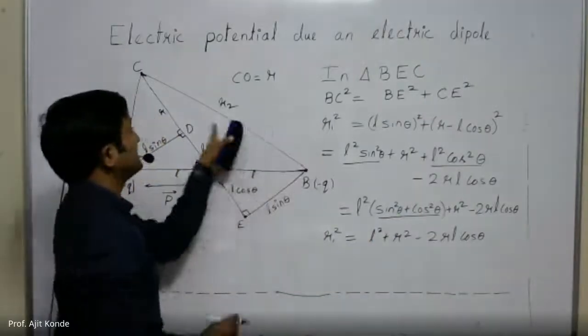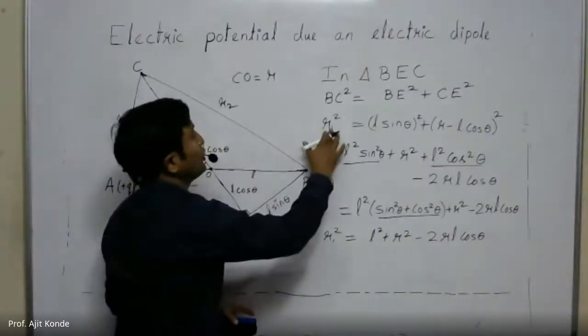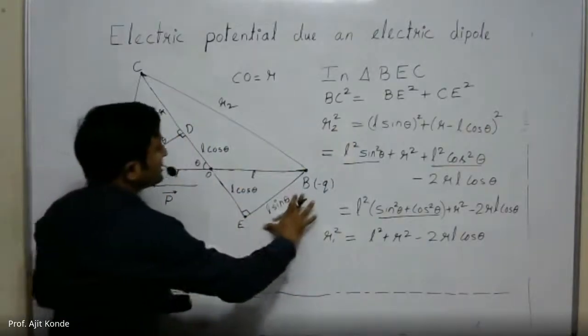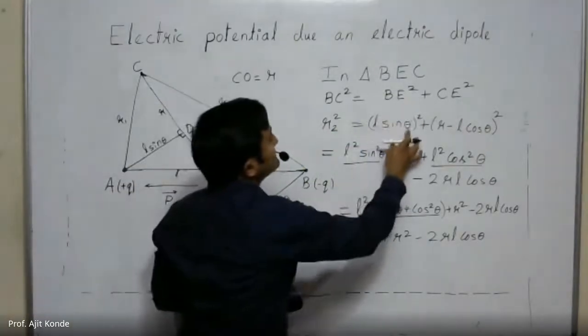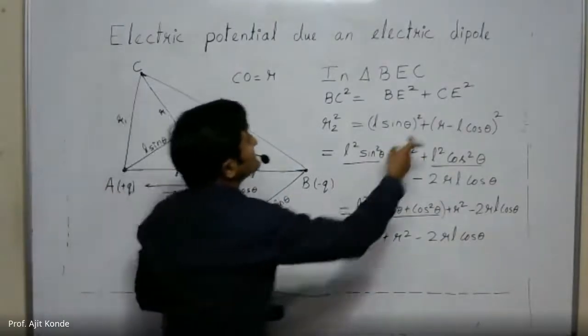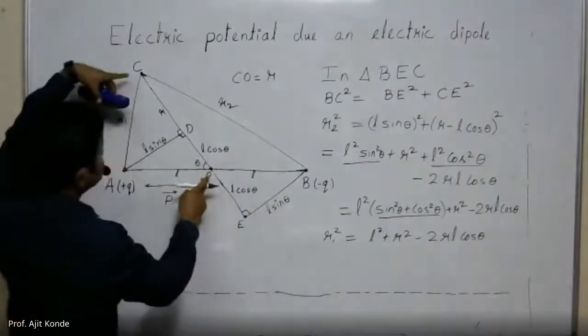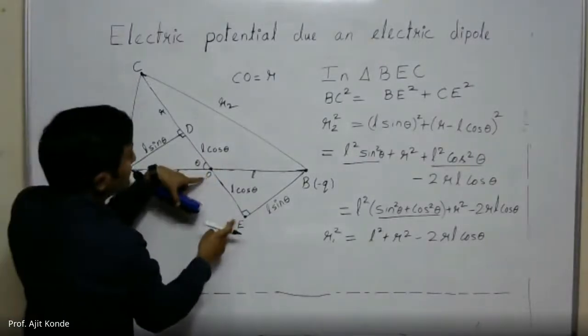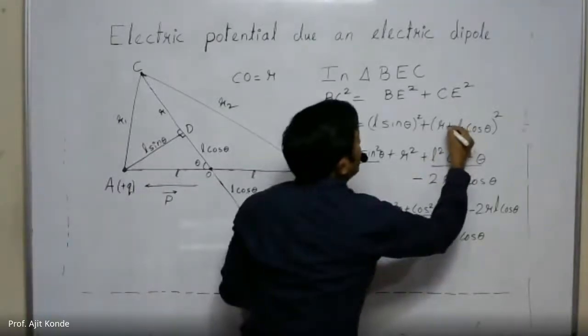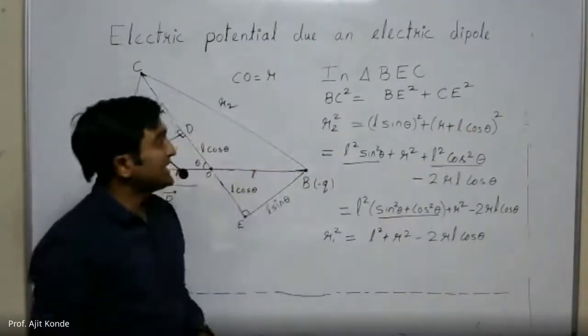Now, what is BC? Is it R1? No, it is R2. Then, what is BE? That is L sin theta. We have written that. What is CE? Over here, CO is R and EO is L cos theta. Therefore, here we will have R plus L cos theta.